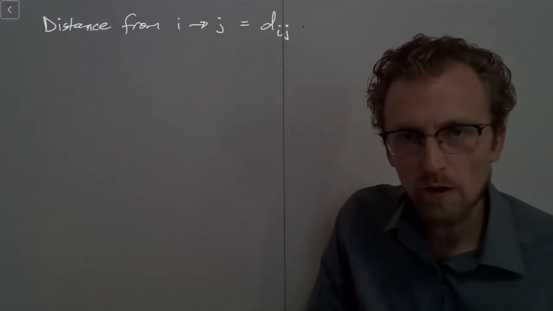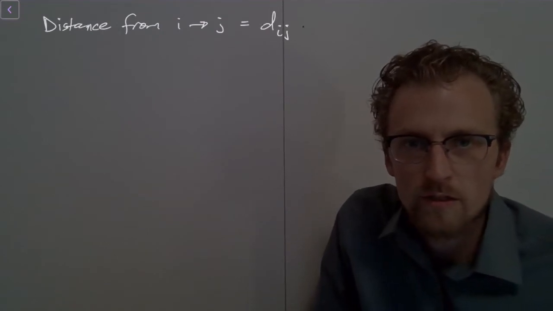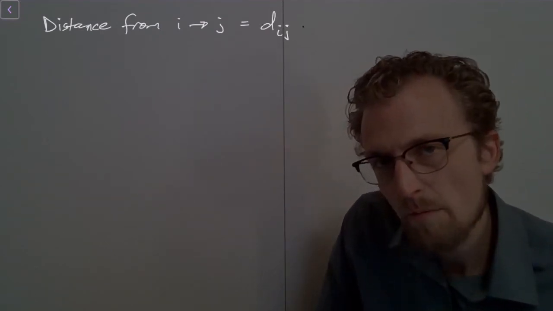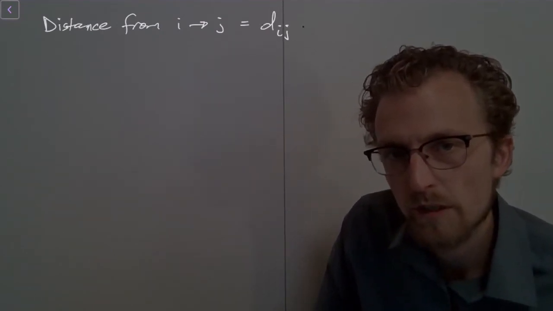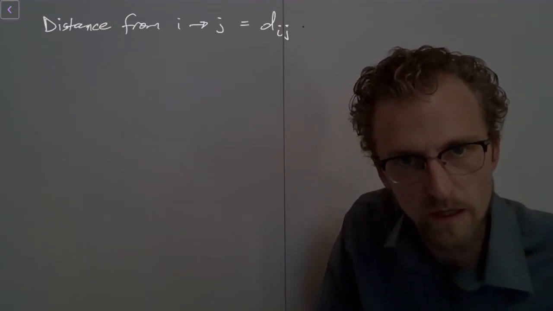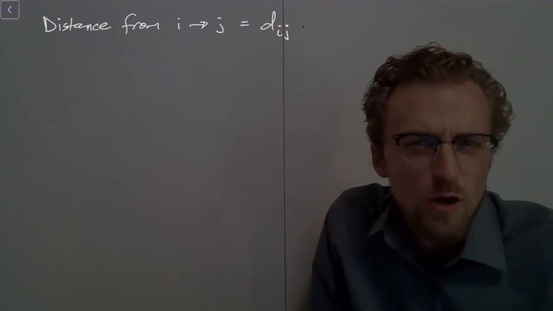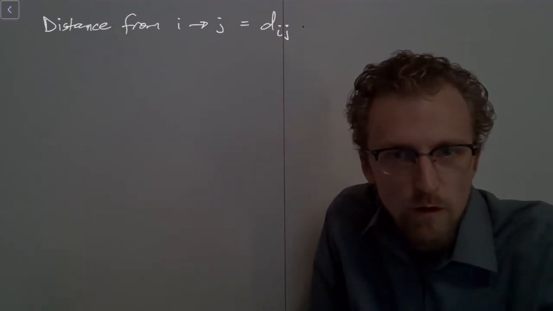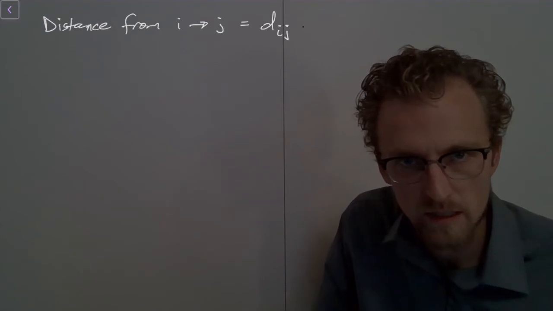And notice that in the most general formulations of this problem, d_ij might actually not be equal to d_ji. So just keep that in mind. It's not going to come into play right here in this very instant, but there's no reason why the distance from me to you has to be the same as the distance from you to me.